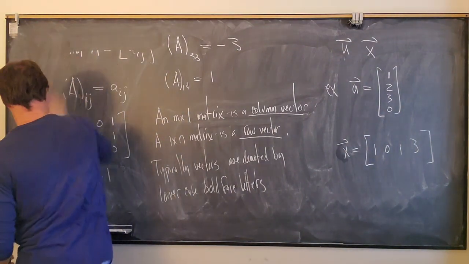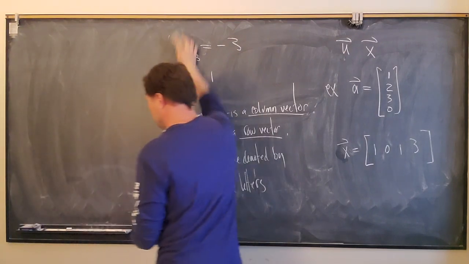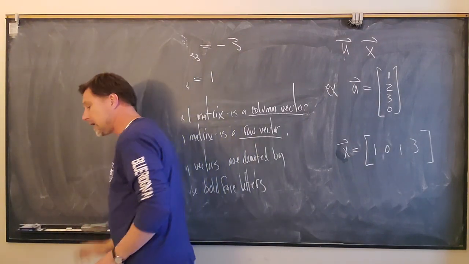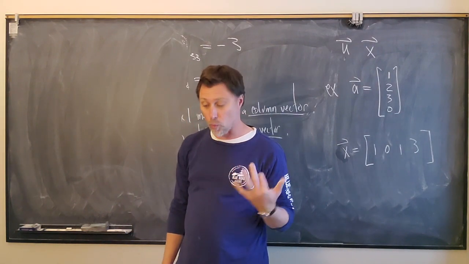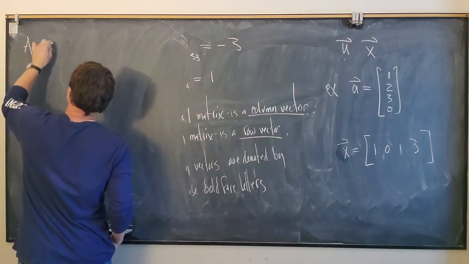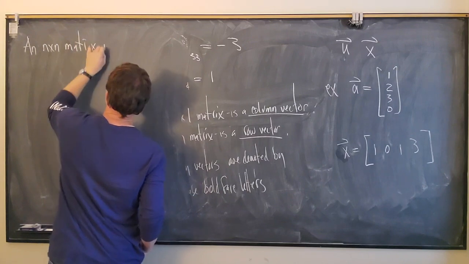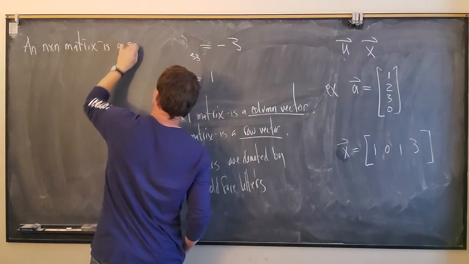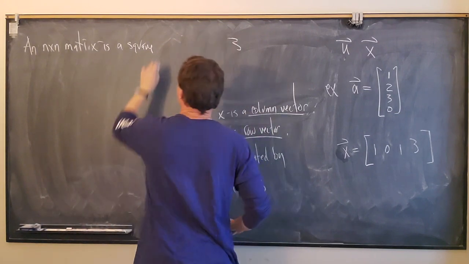A little bit more terminology, I guess we would say. In the case that we have the same number of rows and columns, that's called a square matrix. So an n by n matrix is a square matrix.